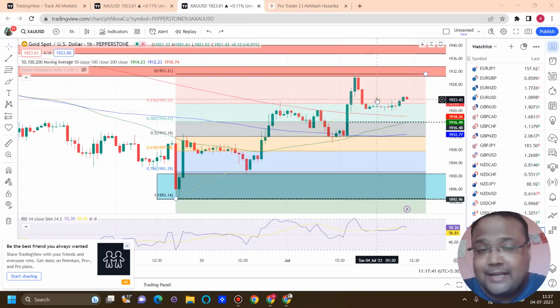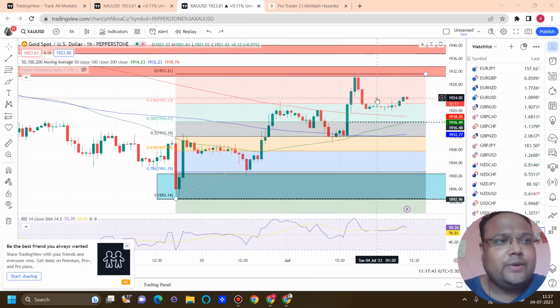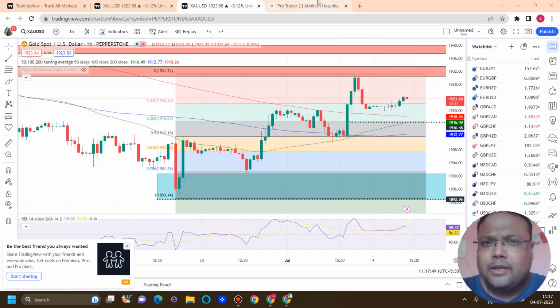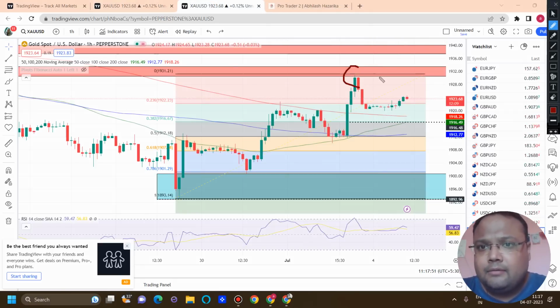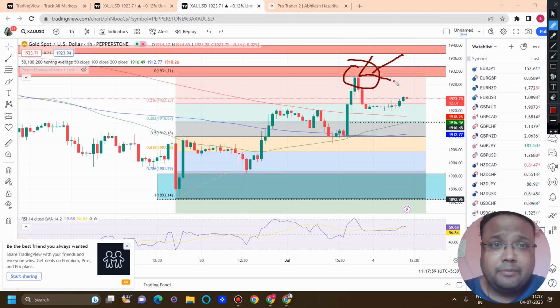Right now, gold is standing at 1923. As a result, we can expect that the previous levels will work nicely. Yesterday, we saw our level work perfectly and the market gave good selling pressure also. So we got a good opportunity, and the previous levels are still very much valid.